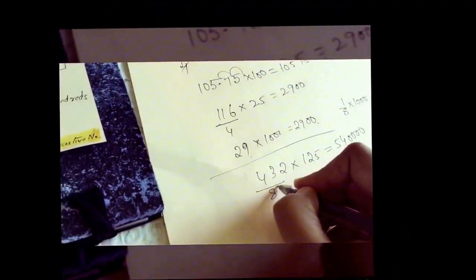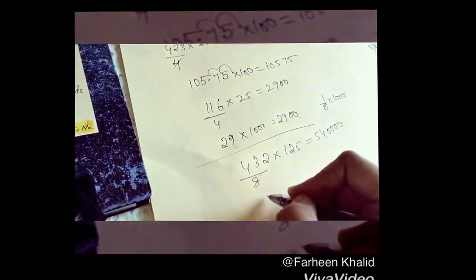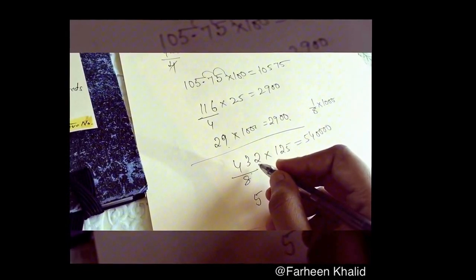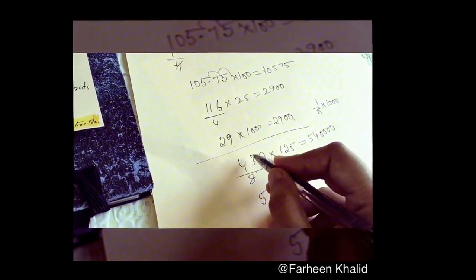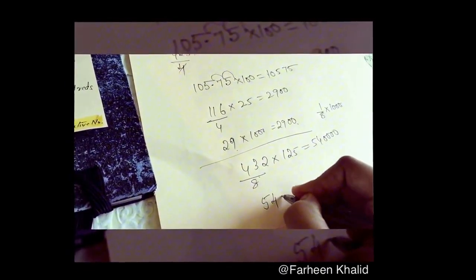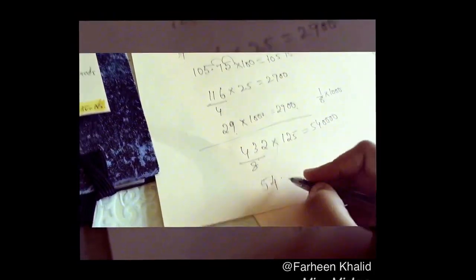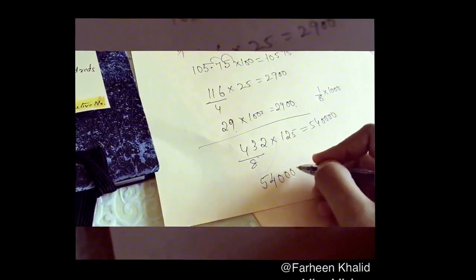Okay, so we have 8 times 5 is 40, so 32. 8 times 4 is 32, so 54 is the answer. And then you have 1000, so it's 3 zeros. You multiply it by 1000, you get the answer 54,000.